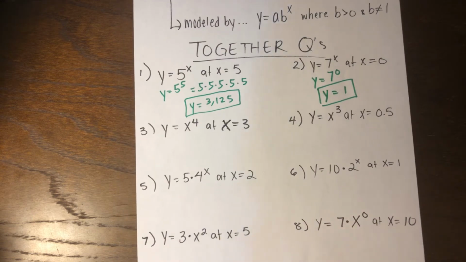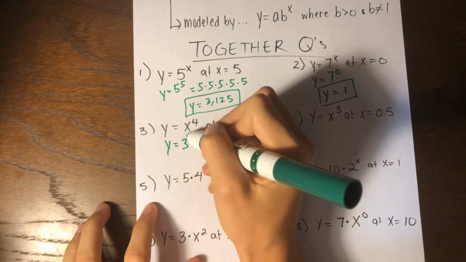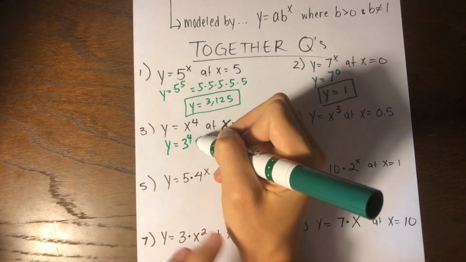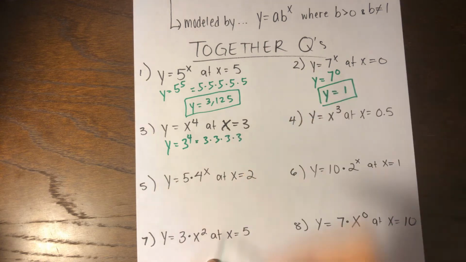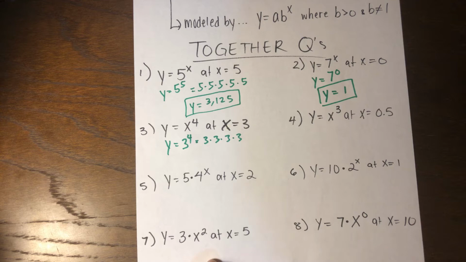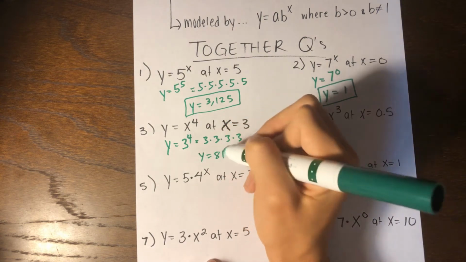On to the next one, y equals x to the 4th when x is 3. So this time we have y equals 3 to the 4th power. That's saying 3 times 3 times 3 times 3. So we're multiplying 3 four times. When we do 3 times 3 times 3 times 3, we get 81. So y is equal to 81.